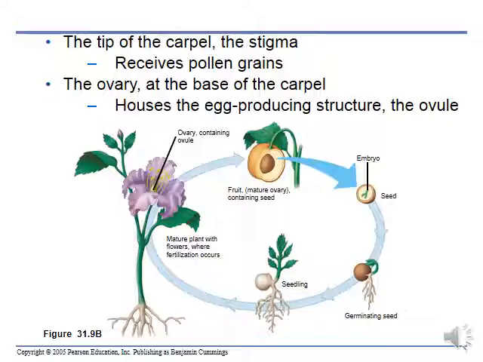All right, so for flower reproduction, you have the tip of the carpel up here, and the stigma up here receives the pollen grain. The ovary at the base of the carpel is where the egg is, and the ovule will turn into the seed. The ovary is what's going to turn into the fruit. And then this just shows here, if you follow it around, the life cycle where you have the seed, a germinating seedling, and back to a mature plant.